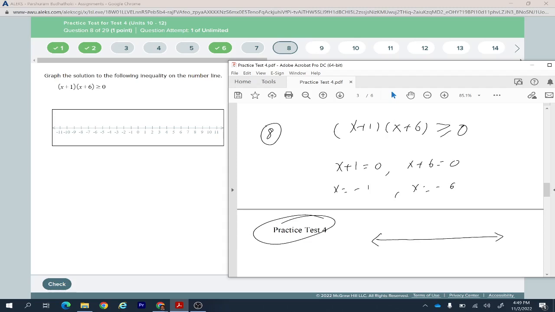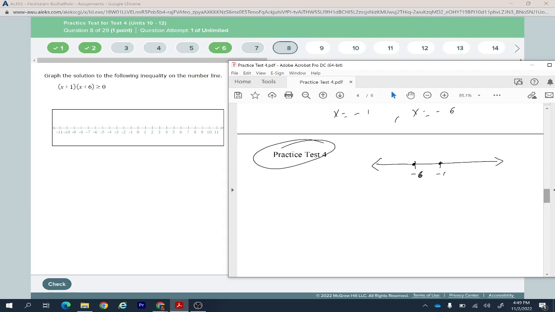Just plot these 2 points: -6 is here, -1 is here. At these 2 points, this product would be 0. Now, using these 2 points, divide this real number line into different intervals: -infinity up to -6, -6 up to -1, and -1 up to positive infinity.